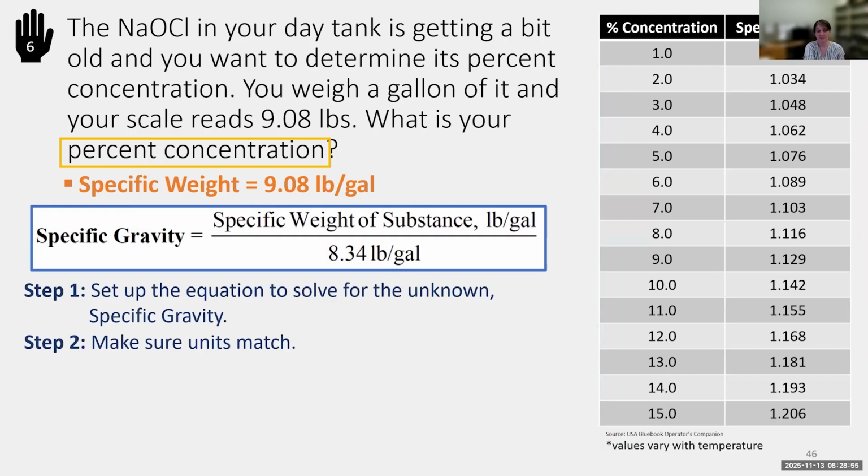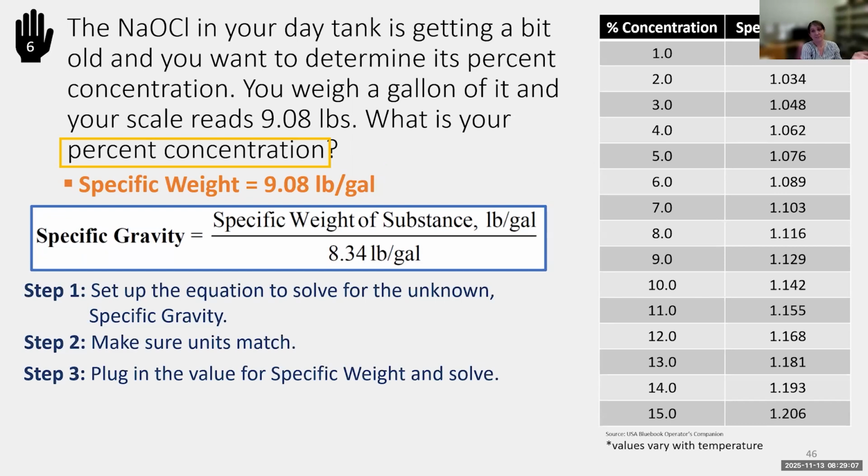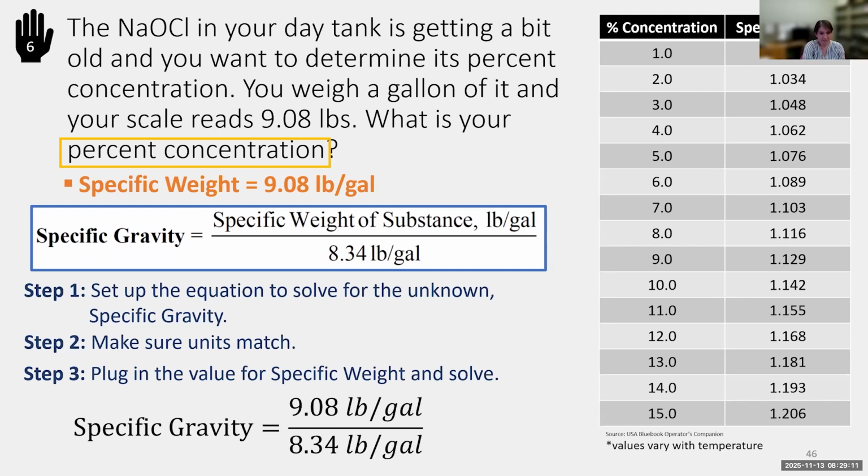We want to make sure that the units match. We're given the specific weight in pounds per gallon, and that's what the specific weight is in our equation. So let's move to step three. We're going to plug in the value for specific weight, and we're going to solve. So specific gravity equals 9.08 pounds per gallon divided by 8.34 pounds per gallon. So the units cancel each other out, and we come up with an answer of 1.09.